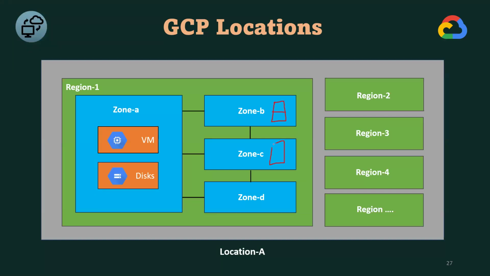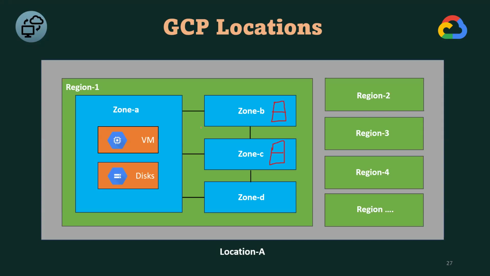Zone C also will have the resources, guys. I am not drawing it here, but you try to understand it. Each zone will have its own data center. Inside the data center, it will be having its own resources, such as physical resources as well as virtual resources. Okay, so that is how the location is divided into regions, and regions are divided into zones.